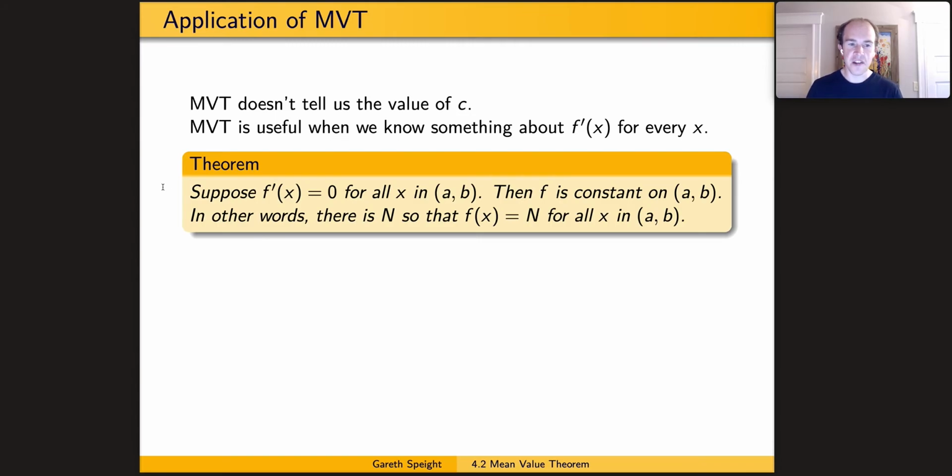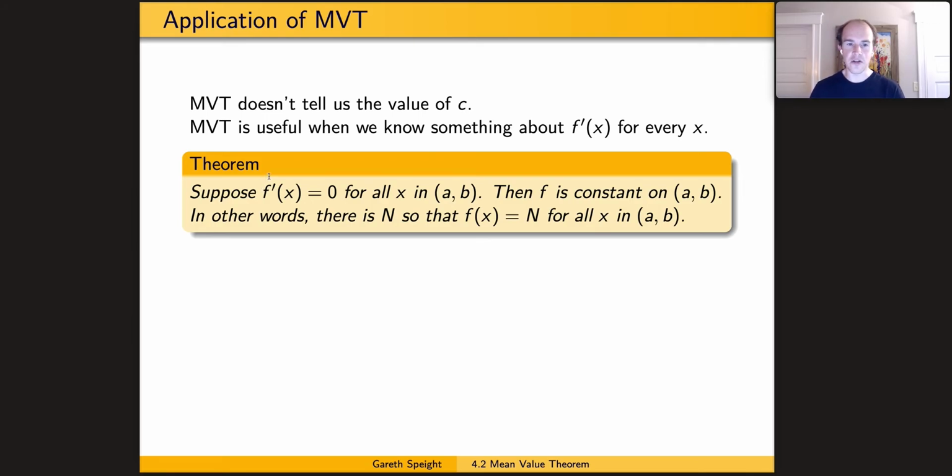Okay, so here's a first application. Suppose the derivative is 0 for all x, then f is constant on AB. In other words, I can find a constant n. It doesn't have to be a whole number. I just wanted to use n to get away from using C all the time. So we can find a constant n so that f of x equals n for all x in AB. So bottom line, if the derivative is 0 everywhere, then the function is constant.